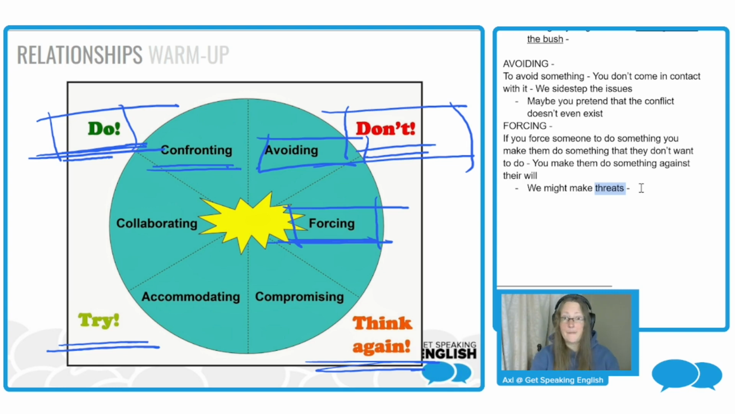That's a very aggressive way to deal with a conflict, not really good. Maybe also some form of manipulation. And so what does manipulation mean? Manipulation is the noun. To manipulate is the verb. And that just basically means that you try to say or do things in order to control another person.